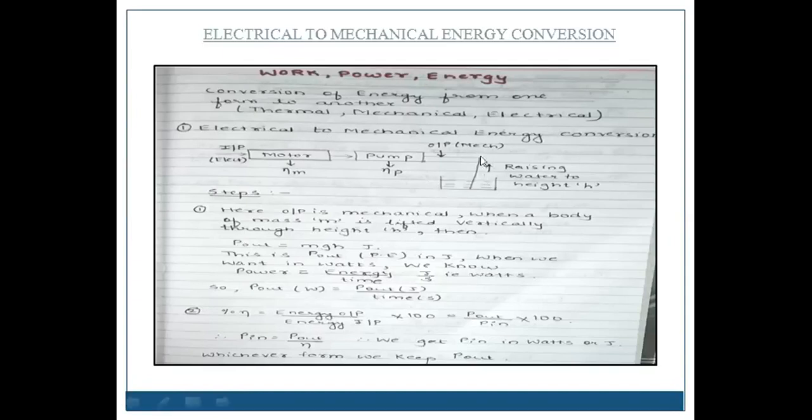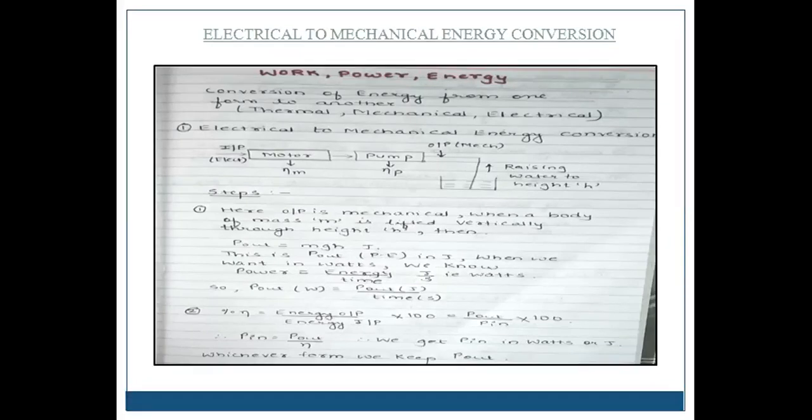So very firstly we will calculate the output power, that is mgh. Now you know mgh is potential energy. Okay, so the first step is written here, output is mechanical. When a body of mass m is lifted vertically through height h, then P out is equal to mgh joules. Okay, so this is the output energy in joules. When we want this output energy in watts, you know joules per second is watt, so when I divide this mgh by the given time, I will get that in watts.